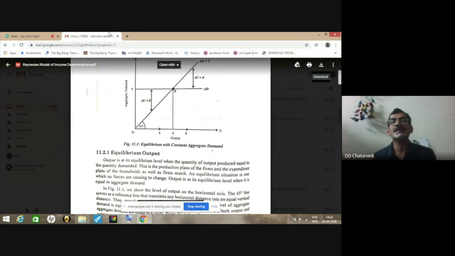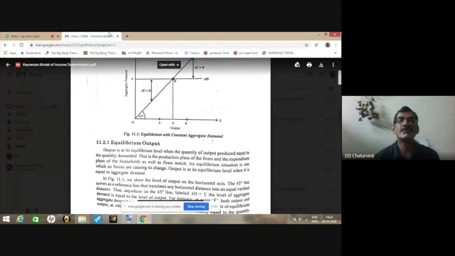For example, in this equilibrium point E, if you consider any point to the right of E, we find that actual output is more and planned demand is less. Reverse is the situation if you consider any point which is to the left of equilibrium point E.